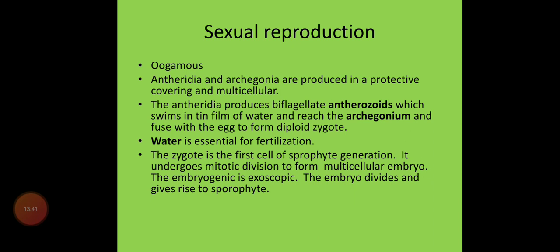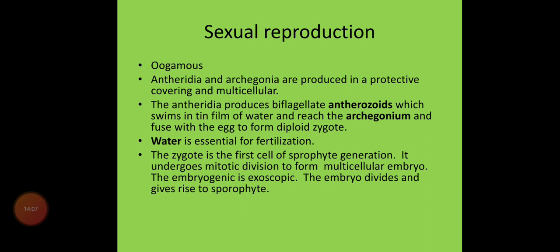I already told you the plant body is a gametophyte. It produces two sex organs, antheridium and archegonium. Antheridium produces antherozoid, archegonium produces egg cell. These two gametes fuse to form a zygote. Before the formation of the zygote, the plant body is called gametophyte because it only produces gametes. After zygote formation, the plant body enters into the sporophytic generation.